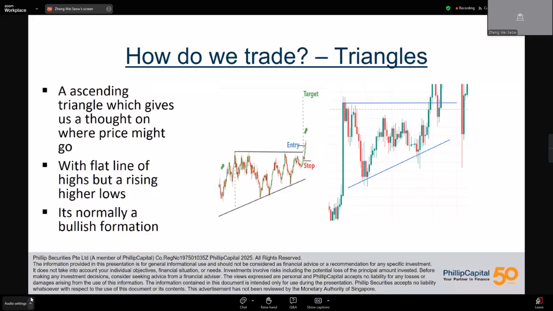So we can see that we have a flat trend line at the top, which means our highs are kind of neutral, stopped where they are. There are no more higher highs, but there is aggressive buying power. The buyers are still there, pushing price in terms of the higher lows, narrowing up to the top. So normally we call it a bullish formation. Once it breaks, normally we will enter longs.